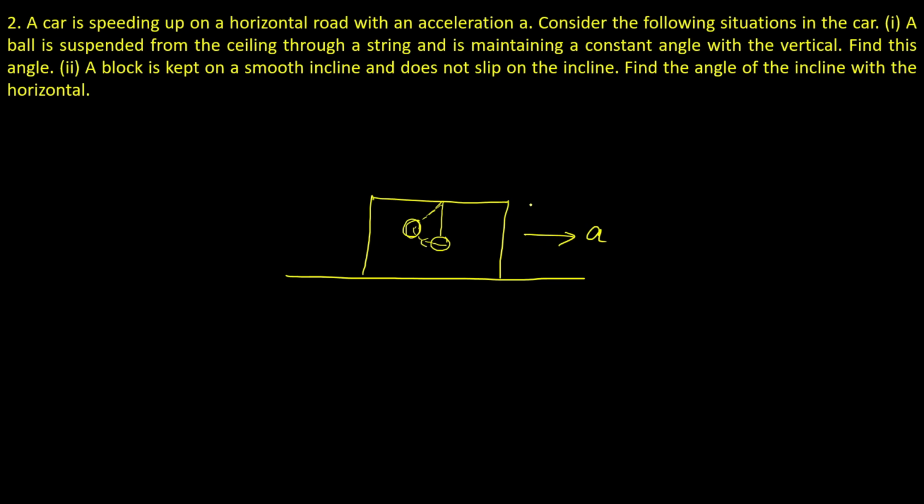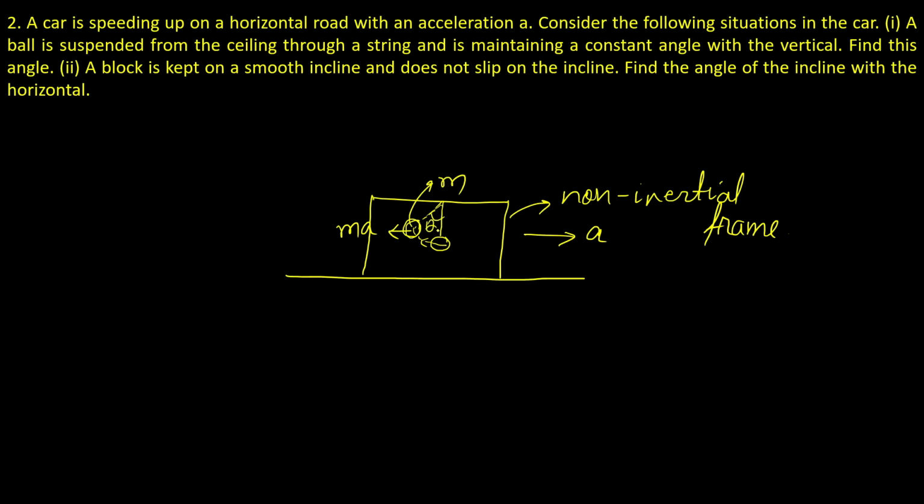Now this car is basically a non-inertial frame in this case. Why? Because it is accelerating, simple. And since it is a non-inertial frame, we need to have a pseudo force in the opposite direction to the acceleration of this car, like this, m into a. Suppose the mass of this ball is m, then m into a in the opposite direction, and it is maintaining a constant angle with the vertical.